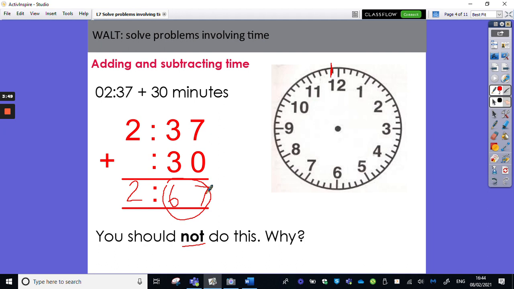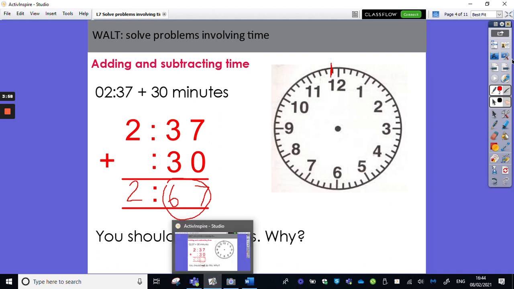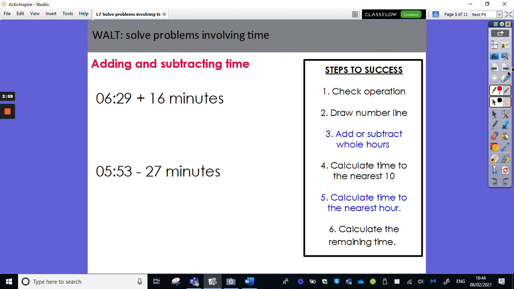So we cannot, absolutely cannot use our column addition today, okay? So you need to be listening. I'm going to show you what we can do to help us. So we're going to look at some examples together.